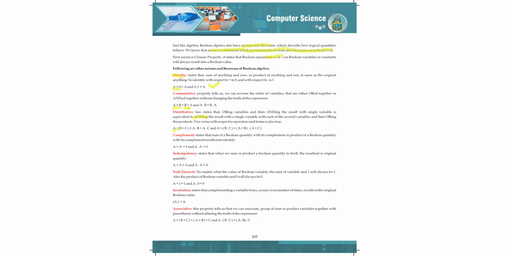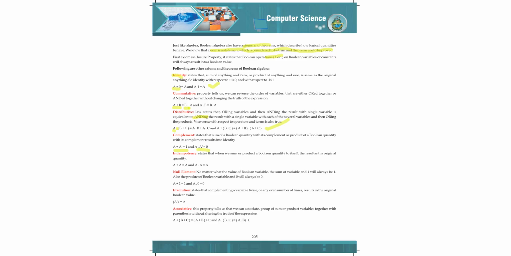I think you already studied these laws in maths also. Then complement. You know complement: A plus A bar is equal to 1. And A dot A bar is equal to 0.